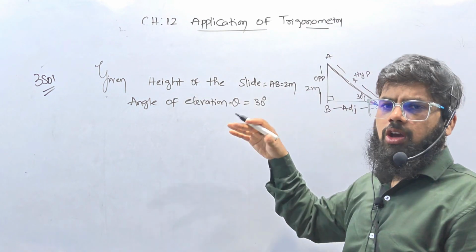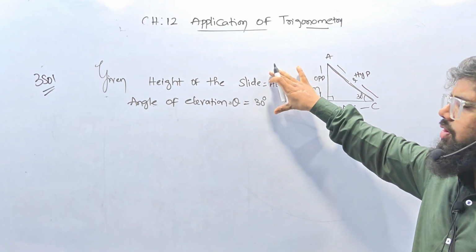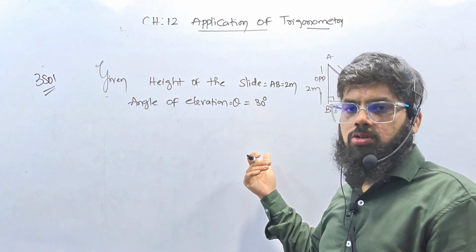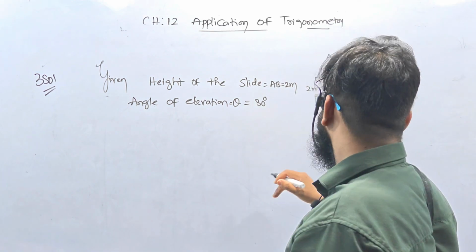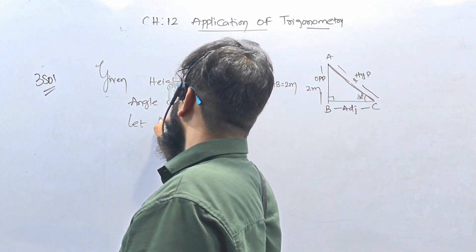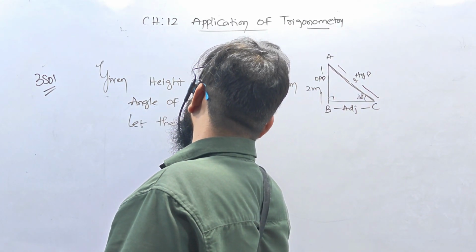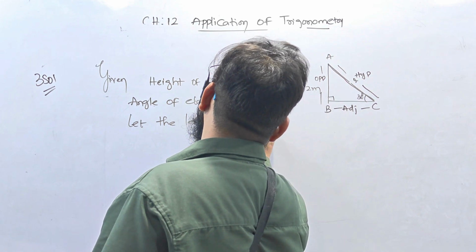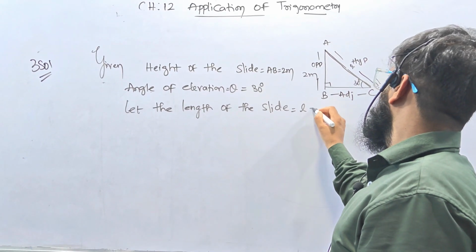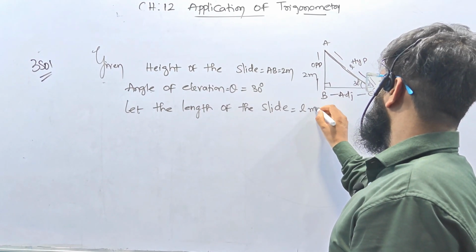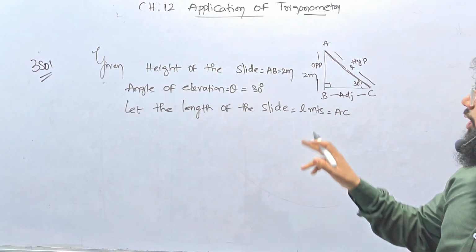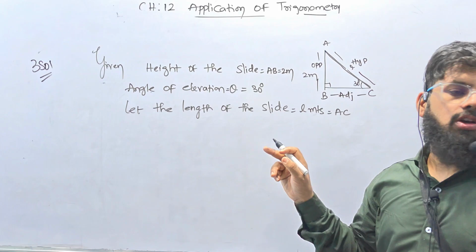After reading the question you should write the given information in your own words. You can use your own English, no need to copy and paste from anywhere. For this also you will get marks in the exam. Then, let the length of the slide be L meters, that is equal to AC. This is the given information. Now we are going to find L, that is the length of the slide.